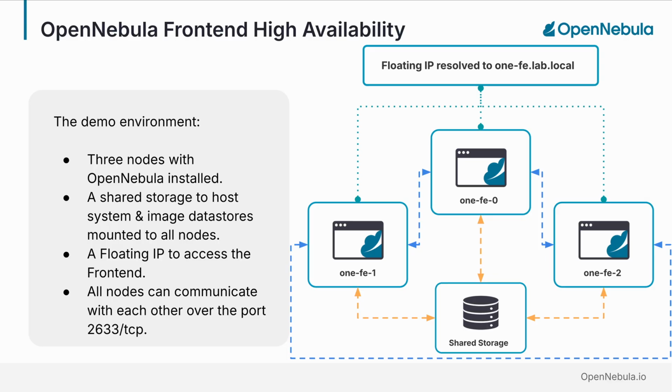The environment in this demonstration is the following. 3 nodes, each with OpenNebula Frontend software installed. The OpenNebula daemon is only running on the one FE0 node. All nodes have the shared storage mounted. The shared storage exposes the image and system data stores. There's one floating virtual IP to be assigned to the leader node. The acquisition and release of this virtual IP will be configured along with the HA itself.